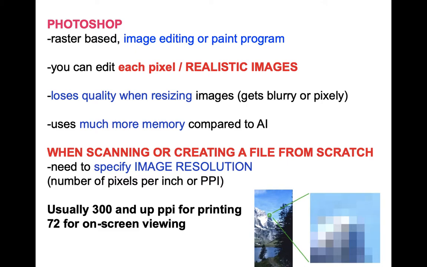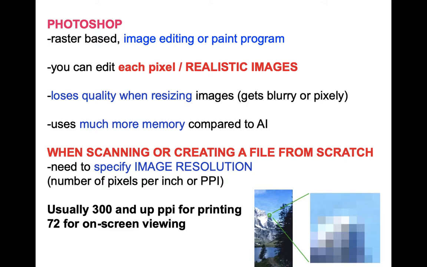The other thing is also Photoshop uses much more memory compared to Illustrator, especially if you have high resolution and multiple layers. And in terms of resolution, you have to remember that that is the number of pixels per inch. So PPI, or pixels per inch, is your resolution. So when you're printing an artwork, then usually you have to have at least 300 and higher pixels per inch, but I would say minimum 300 pixels per inch for printing.